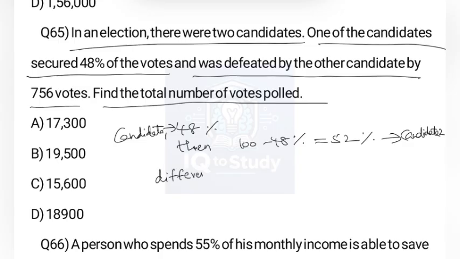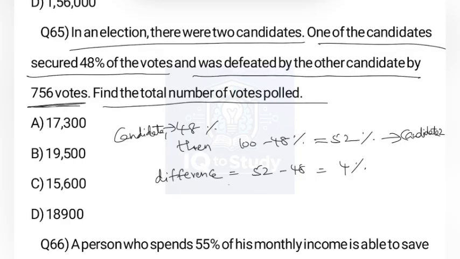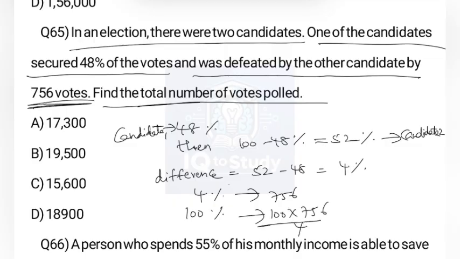So the difference is 52 minus 48, which is 4%. According to the question, the difference is 756 votes. It means this 4% is 756 votes. So if 4% is 756, then the total number of votes, that is 100%, is 100 into 756 divided by 4, which is equal to 18,900.